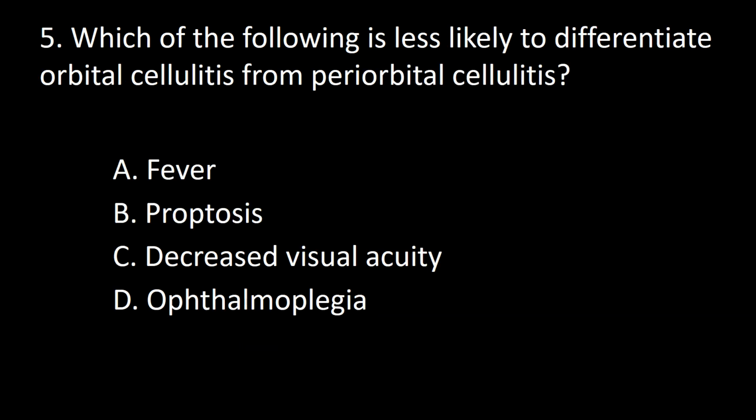Next question. Which of the following is less likely to differentiate orbital cellulitis from periorbital cellulitis? A. Fever. B. Proptosis. C. Decreased visual acuity. D. Ophthalmoplegia.